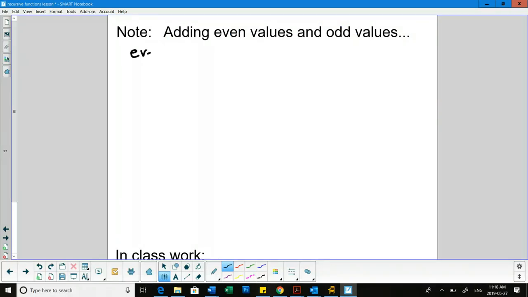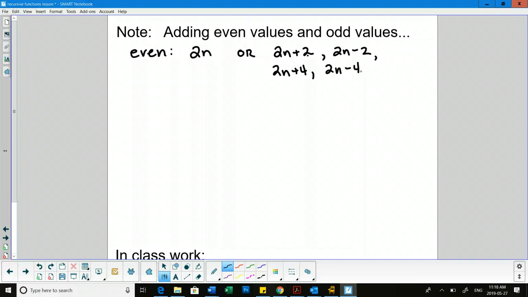So I can create even numbers by multiplying my term number by 2. Do we all agree that all even numbers are divisible by 2? So an even number, I could represent this with 2n, or it could even be 2n plus 2, or 2n minus 2. It could also be 2n plus 4, 2n minus 4, stuff like that. So things that keep it even. So if I take an even number and I add 2 to it, that's another even number, right?